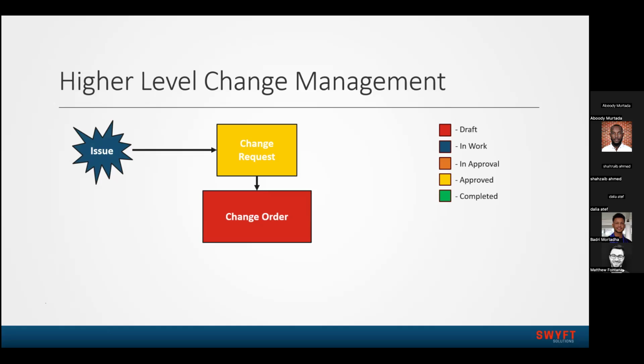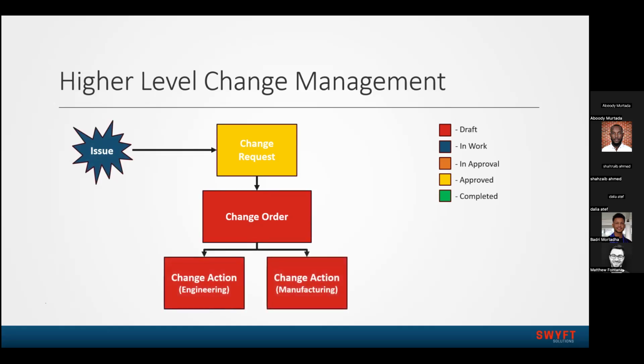So with that change order, it's going to be going through and actually creating the individual actions that need to be done. And we can see here, as that change request was approved and a change order was created, that issue is automatically moved to in work. But everything else is still in a draft state, meaning the change order and the change actions. You can have as many change actions under a change order as you'd like. And generally, these are departmental.